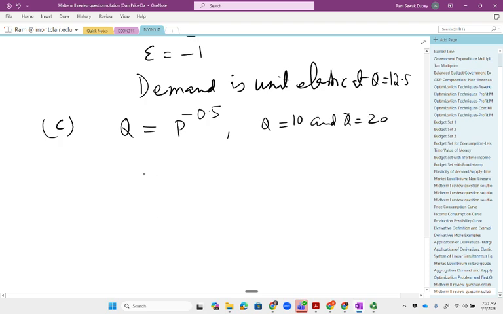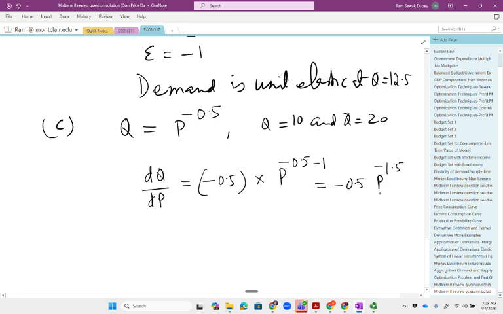So I will go to the definition. I need the derivative of q with respect to p. And this time you can see this is p to the power negative 0.5. So I will apply the formula for the derivative. Negative 0.5 times p to the power negative 0.5 minus 1. So this is minus 0.5 p to the power minus 1.5. 0.5 and 1 added together is negative 1.5.